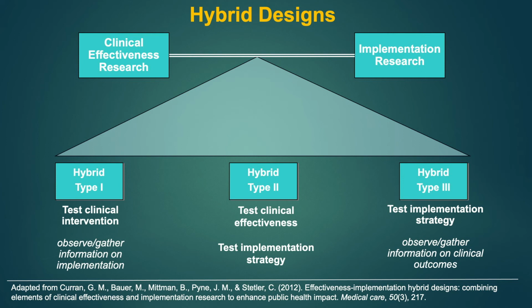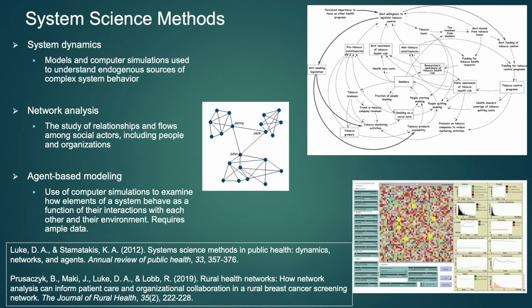These are very, very useful designs to think about, especially when you're thinking about where you are in the continuum of developing a clinical intervention or testing that clinical intervention, or whether you just want to test the implementation strategy. A number of other methods come out of system science. I don't have the time to go through all of these, but the top bullet, system dynamic models, uses computer simulations and also can use stakeholder engaged modeling of complex system behavior, getting input from different stakeholders about what's important.